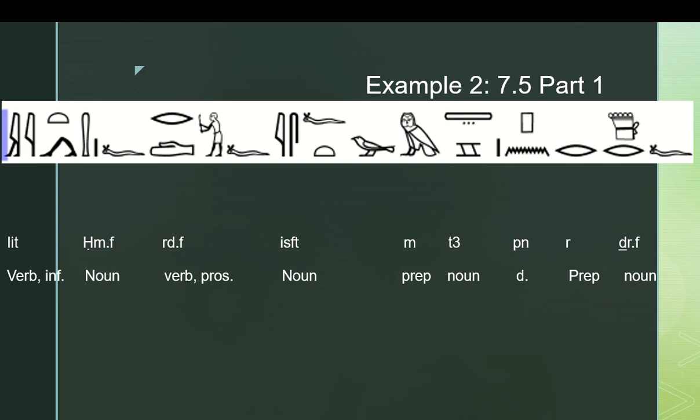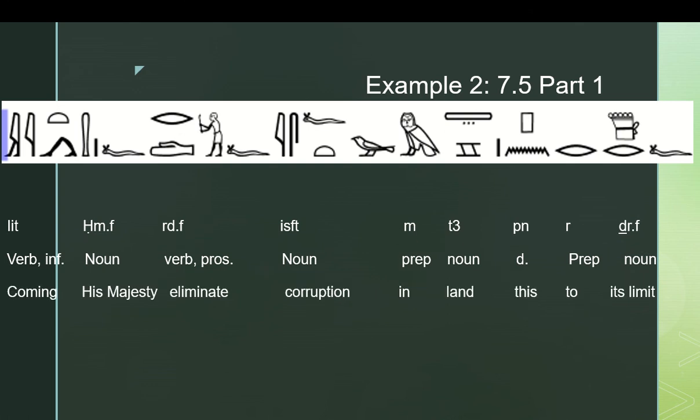So these are our parts of speech, and then we can look at the meaning of the individual words, which I'll just drop down. Eat, as an infinitive, is not just to come, but it is coming, in the sense of the coming of His Majesty. Red means to eliminate. It's also got the he in it. Isfet means corruption. Of course, it has a few meanings, but in this case it means in. Ta, the common word for land. Pen is this. And then jeref is our idiom, literally to its limit, but figuratively all of it in its entirety.